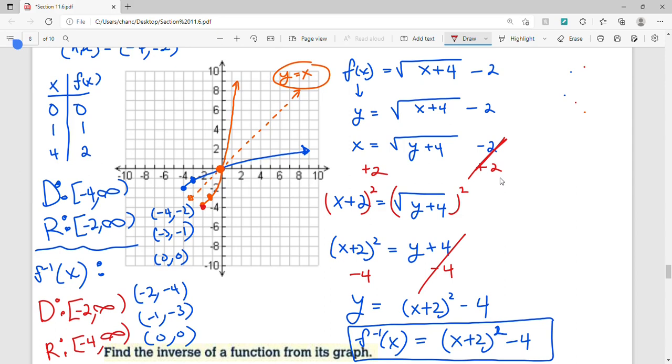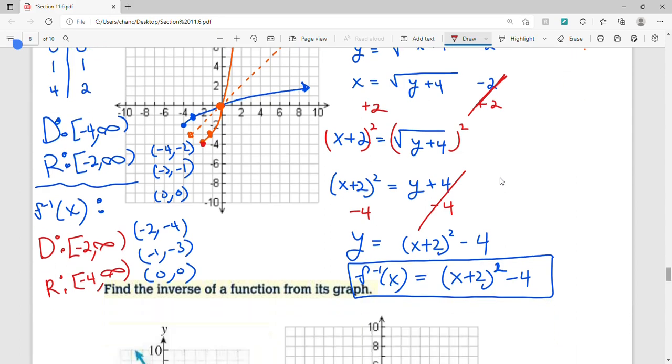So what's the difference between the domain of the function and the domain of the inverse? They're swapped. They're switched. And why are they switched? Well, we replace the x with the y and the y with the x. So it makes sense. The domain of the original function is our range, and the range of the original function is our new domain for the inverse.